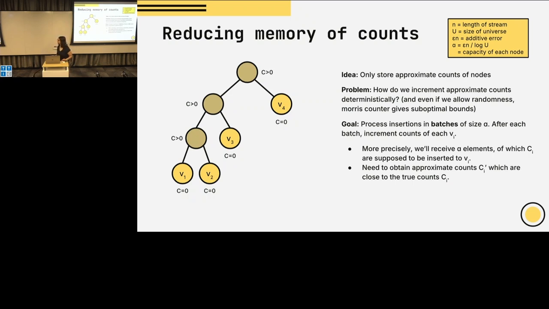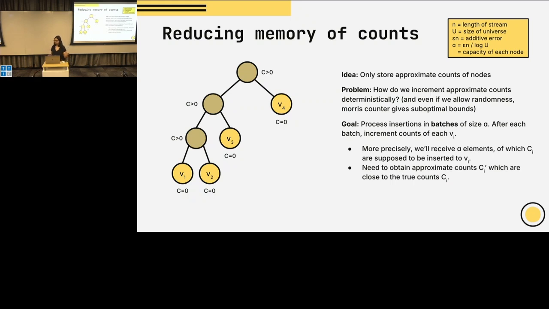So what I'm saying is, if we still wanted to get exact counts, we could receive a batch of size alpha, figure out how many elements were supposed to go into V1, V2, V3, and V4, and then push up to fill the nodes above V1, V2, V3, and V4. And that would still satisfy the properties of our QDigest algorithm.